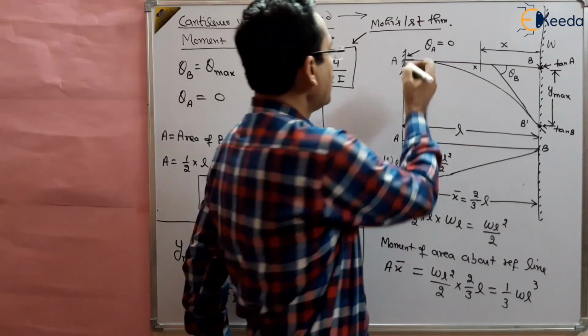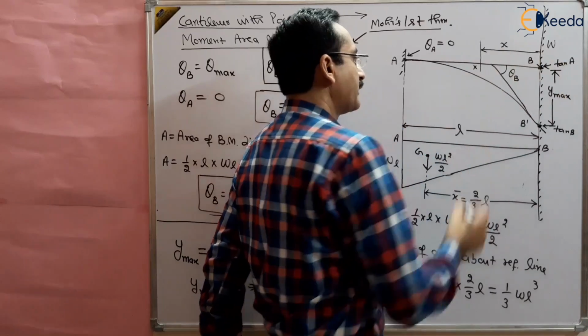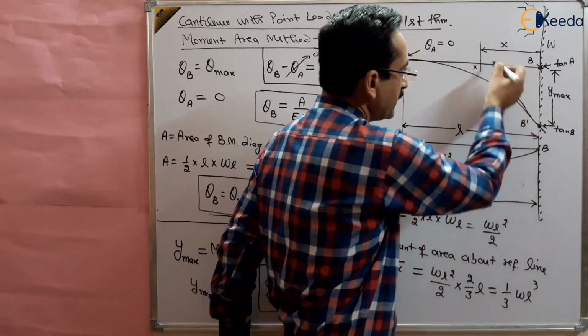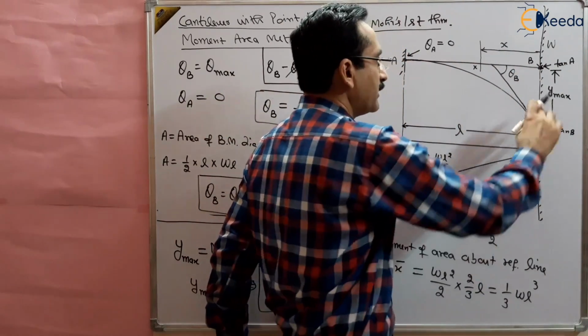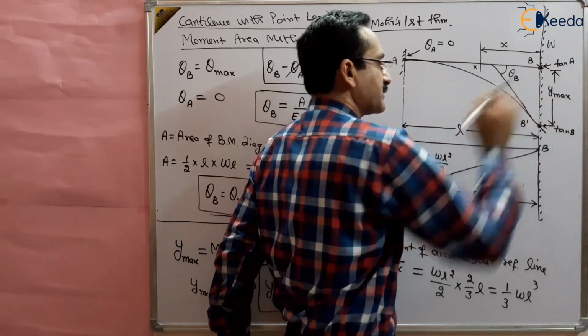So one point is chosen here because the tangent at this point is passing through point B, and another point is chosen here. The tangent at this point is passing through this point, right? And the difference between these two tangents on this reference line gives the maximum deflection, right?